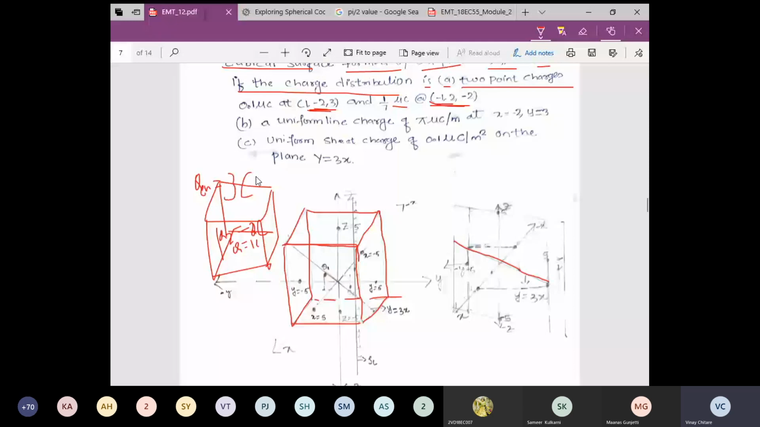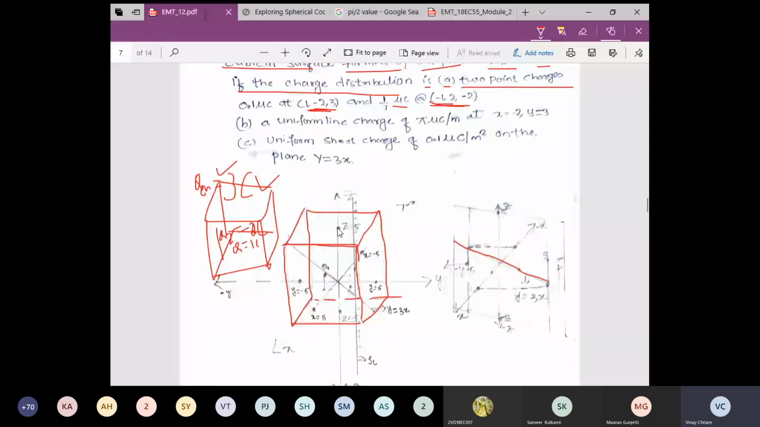Are you following this point? Now I'll ask the next question: what is the total flux leaving this cubical surface? 3 coulombs, yes, exactly. Because we know how much charge is present inside the cube, and we found it to be 3 coulomb. According to Gauss's law, the flux leaving this cubical surface is equal to the charge enclosed, which is 3 coulomb. Is that clear?